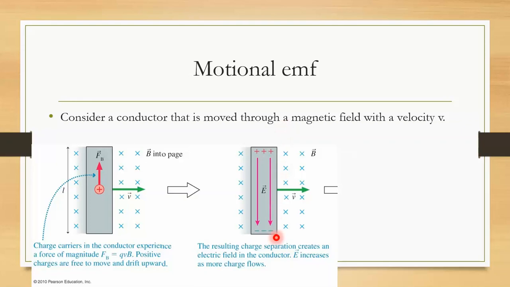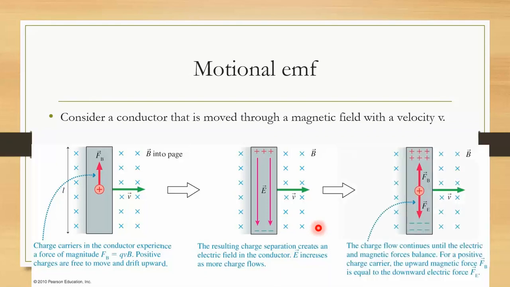Well, a separation of charges is also going to result in an electric field. So an electric field is when we have separated charges, and an electric field will go from the positive charges to the negative charges. So now what we end up with is, as we continue to move this conductor, we have a magnetic force, which we call FB, pushing charges upward. And we have an electric force. Because of the buildup of positive and negative charges, our electric force is going to push the charges downward. So we now have two forces, a magnetic force going up and an electric force going down.